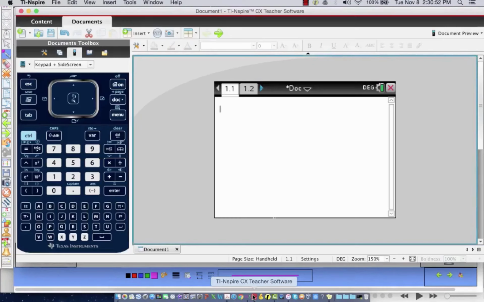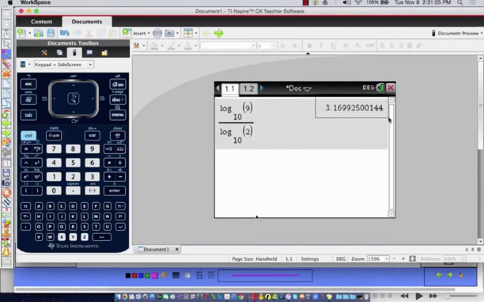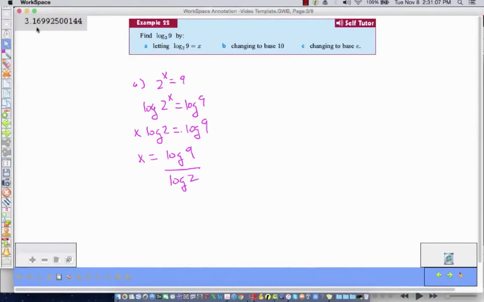So I'm going to do log 9 divided by log 2. And I get about 3.169 and so on, to 3 sig figs, that would be 3.17. Then they're saying, well, why can't you just do this by changing the base to 10?